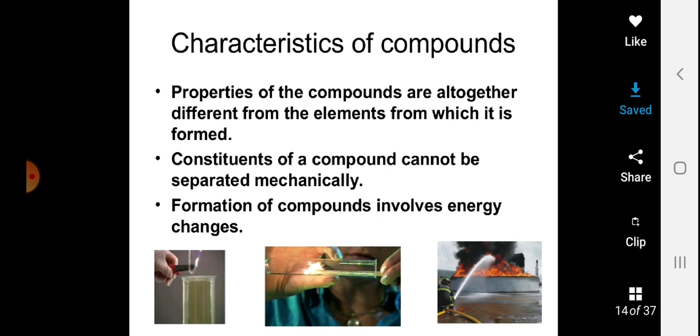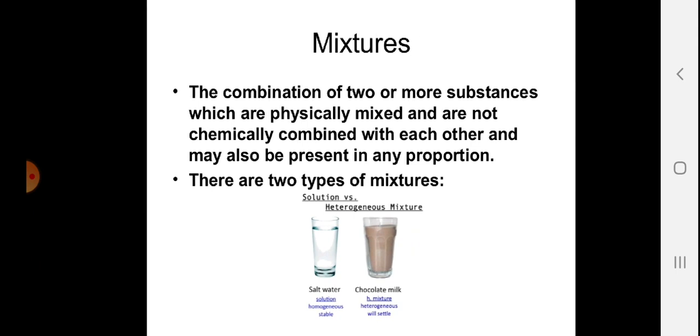Now constituents of compounds cannot be separated mechanically. Yes, you can't separate them just by physical means. You need to perform chemical ways to separate them. Formation of a compound involves energy changes. Yes, either it is exothermic or endothermic. Exothermic means the energy is released. Whereas endothermic means that to form that compound, energy is required. That is an involvement of energy.